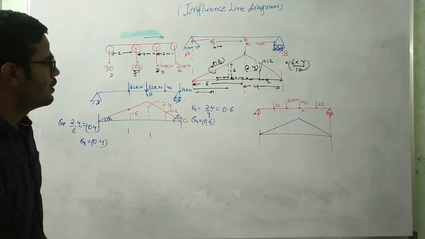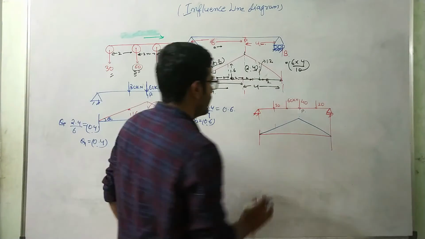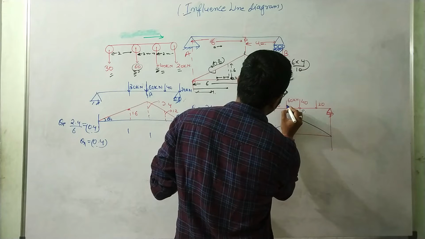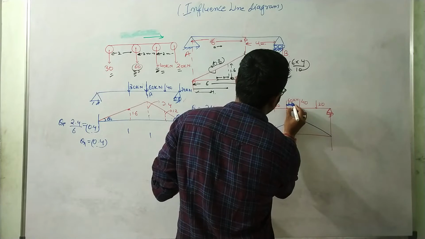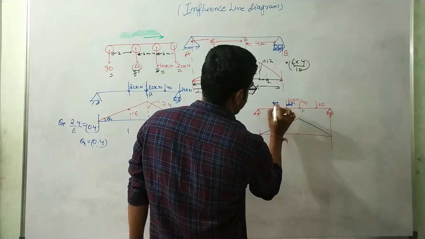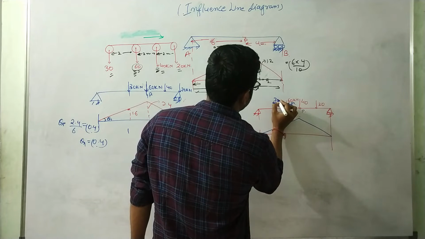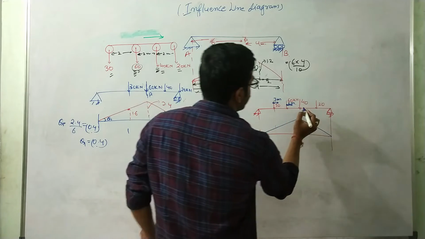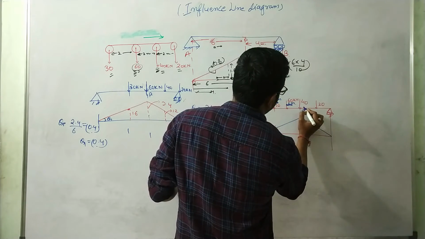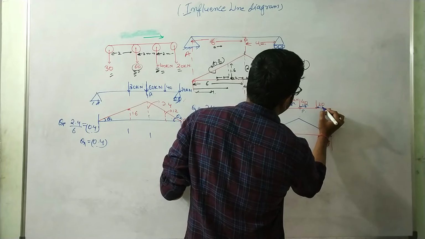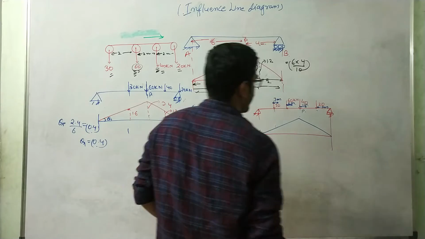Now, one thing I can say over here, let us suppose if this 60 kilonewton load moves by 1 meter to the left, similarly this 30 kilonewton will also move 1 meter to the right. And similarly, this 40 kilonewton load will move 1 meter from the point P. And similarly, 20 kilonewton load will also move 1 meter from this point. Okay.